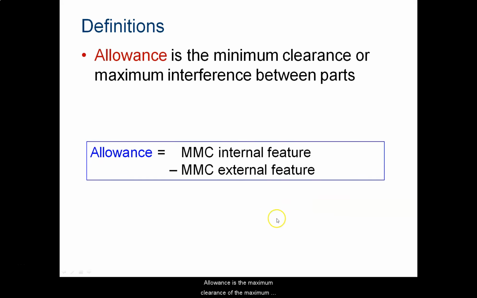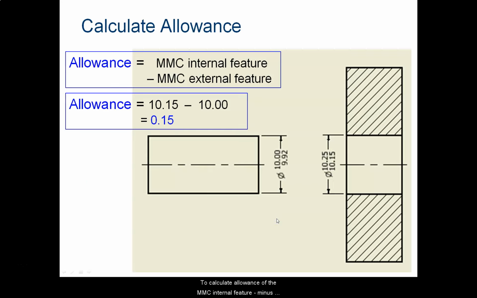Allowance is the maximum clearance or the maximum interference between parts. To calculate allowance, you take the MMC of the internal feature minus the MMC of the external feature, and it gives you the difference. So that's kind of what we were talking about before.